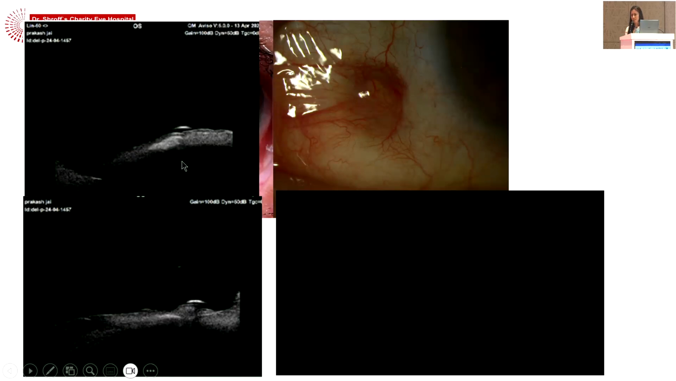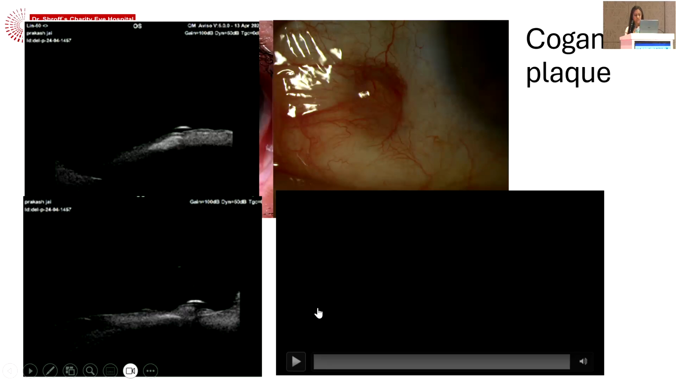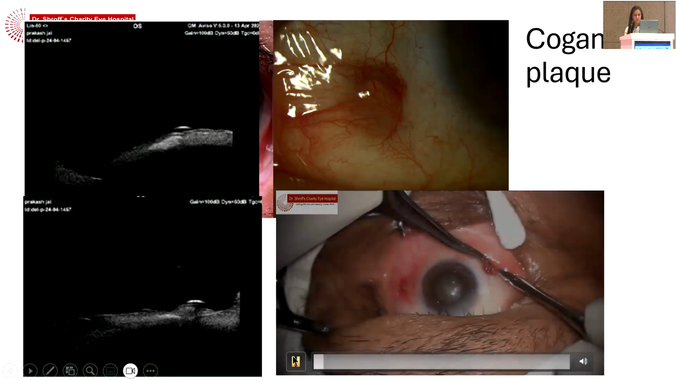Cogan's plaque. So these are senile, benign plaques, which are sometimes seen in elderly individuals at the site of the muscle insertion. Sometimes they can cause a lot of thinning of the sclera with overlying inflammation, which can look like a mass lesion like this.